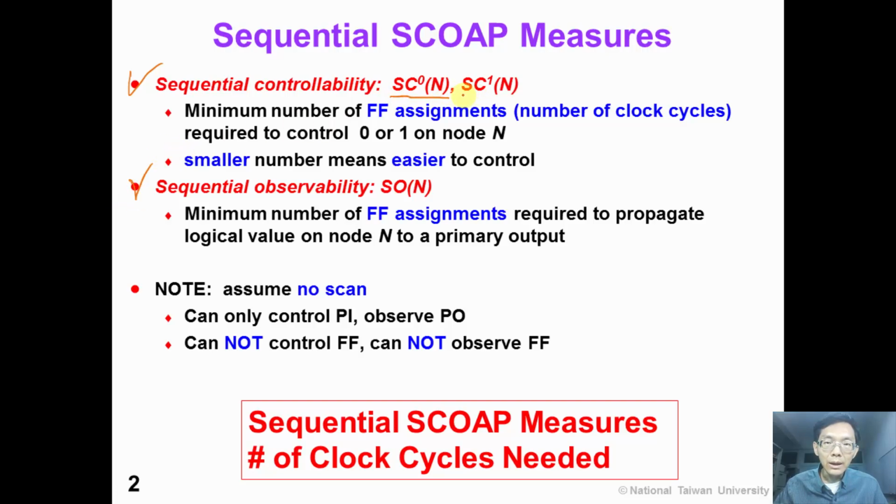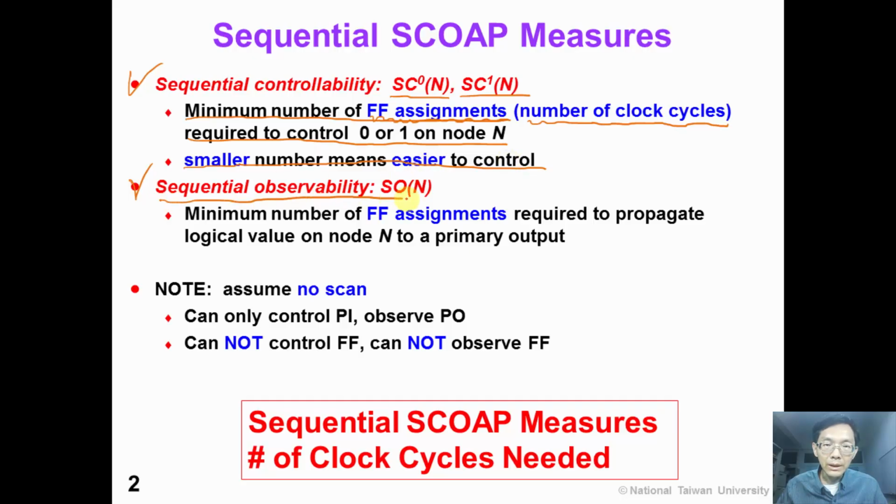SC0 of n and SC1 of n represent the minimum number of flip-flop assignments required to control a 0 or a 1 on node n. If you don't understand what flip-flop assignment means, you can also think of it as the number of clock cycles, which can be easier to understand. Similar to the case for combinational scope, a smaller number means it's easier to control the node.